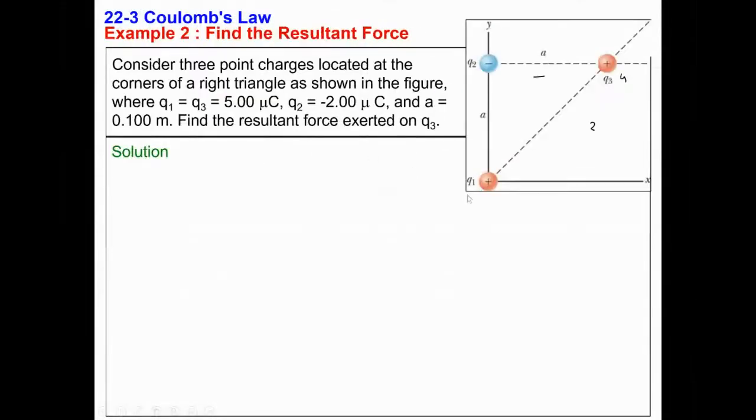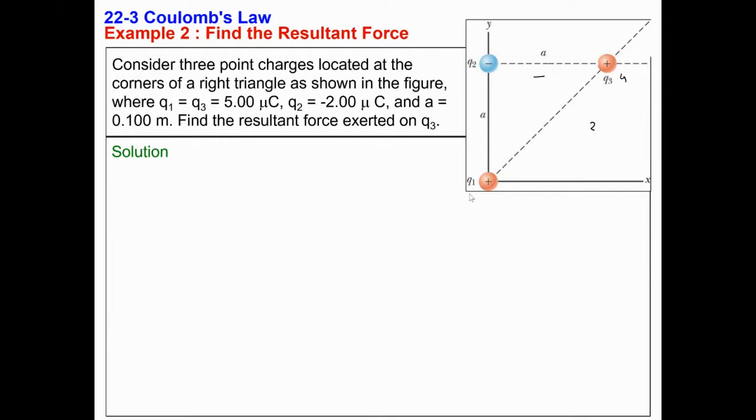All right, so here is another example. In this case, we have 3 charges, Q1, Q2, and Q3, and we are given the charges. Q1 and Q3 are equal to 5 microcoulombs, and Q2 is -2 microcoulombs. The distance a is 1 meter. Find the resultant force exerted on Q3. Because my pen is not writing anymore, I will just go.